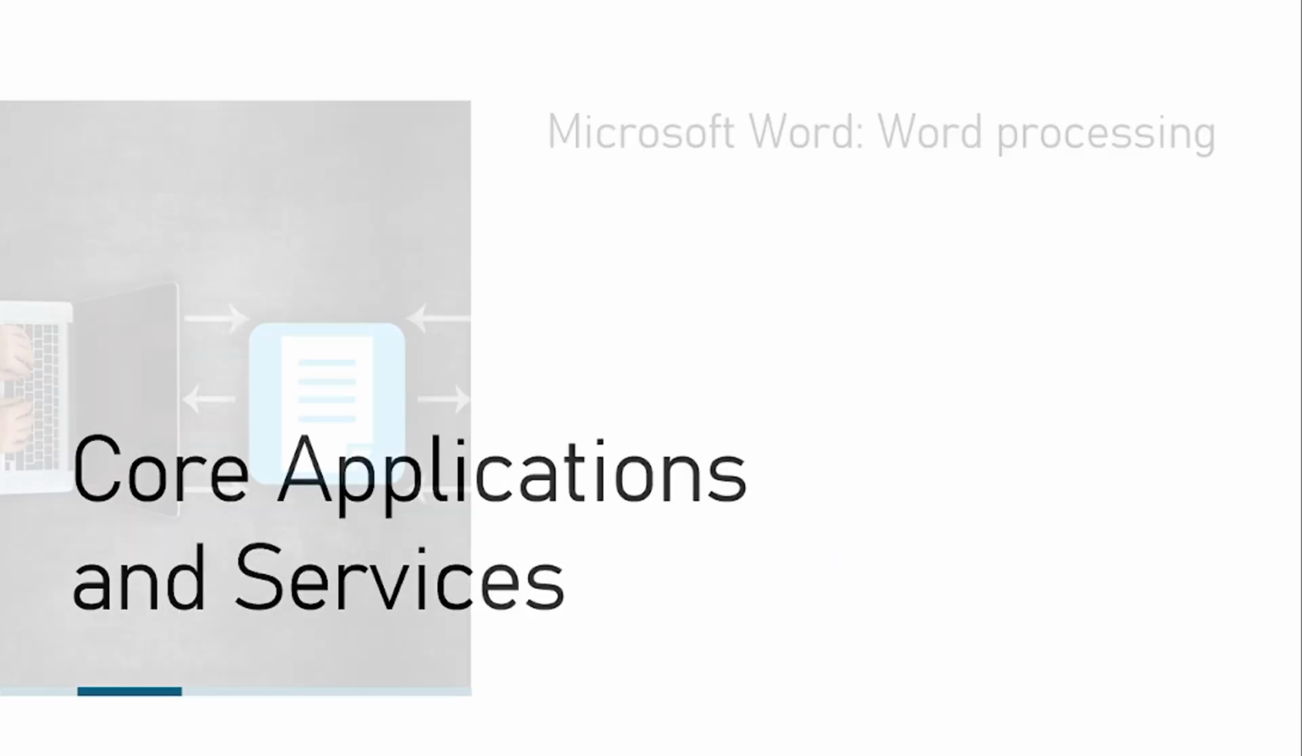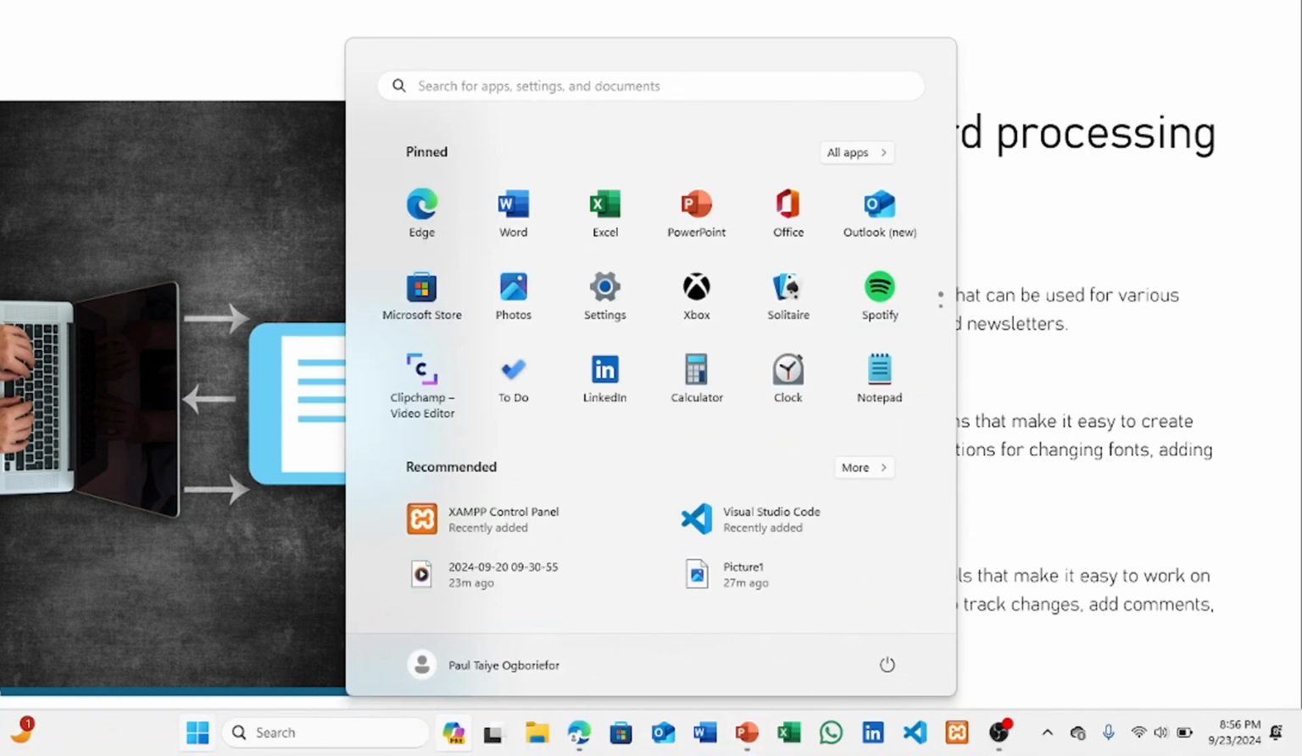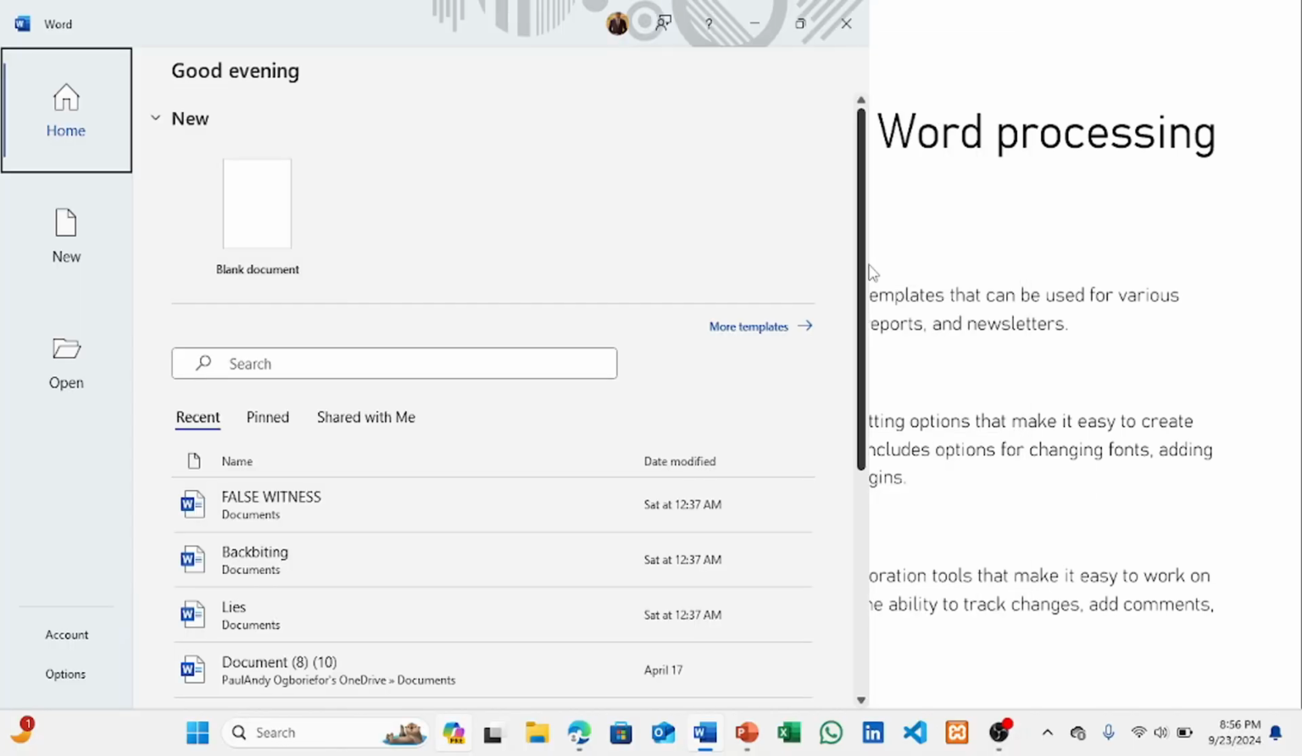Core applications and services. These are the core applications and the services they render. First is Microsoft Word processing. Maybe we have to do practicals on this. Okay, now we have templates. When we have templates, let me quickly bring out my Word. This is my Word.